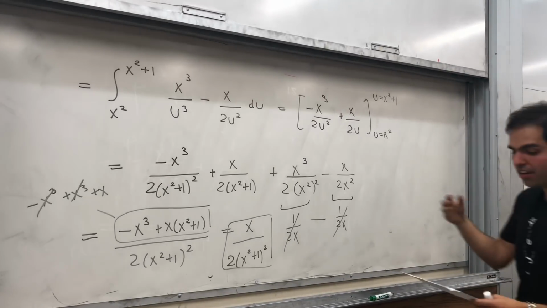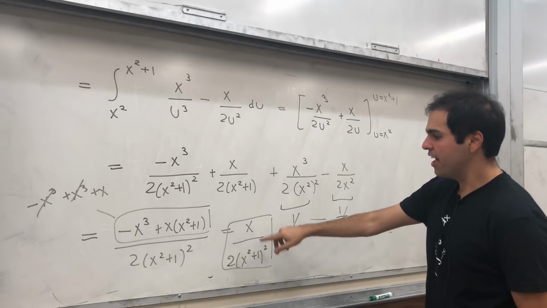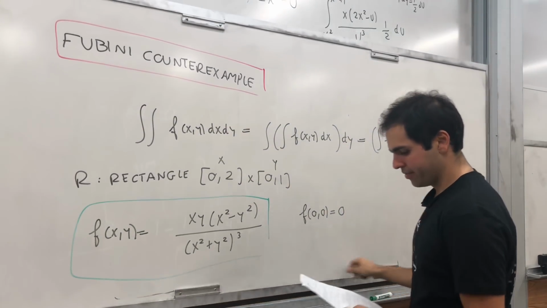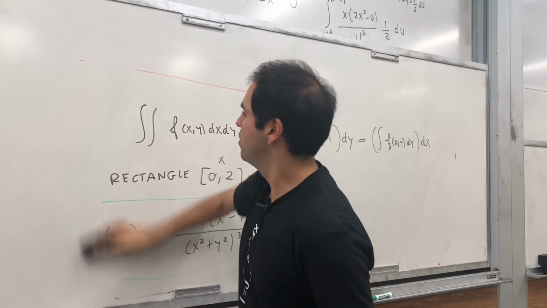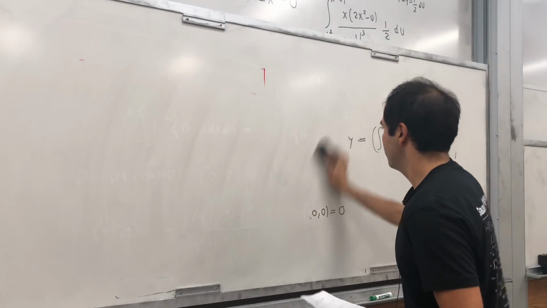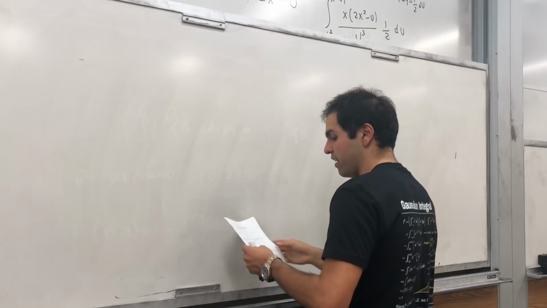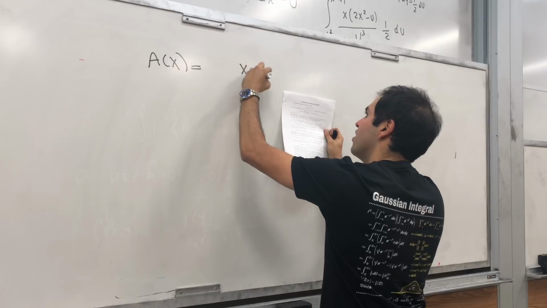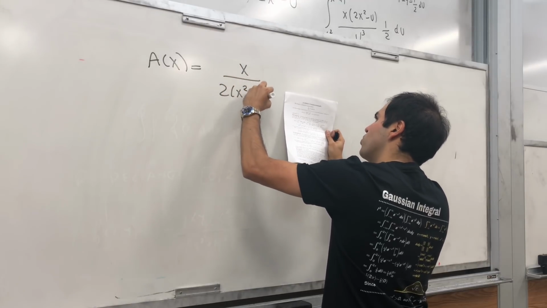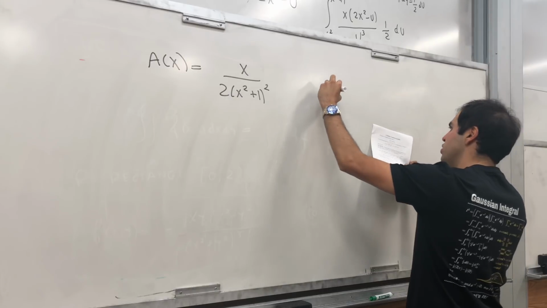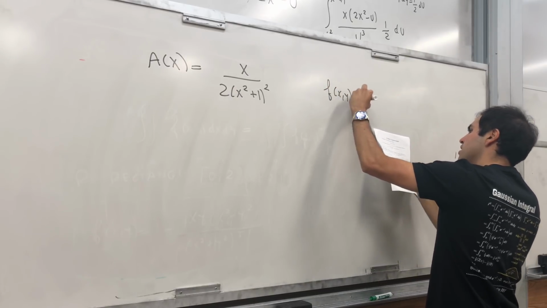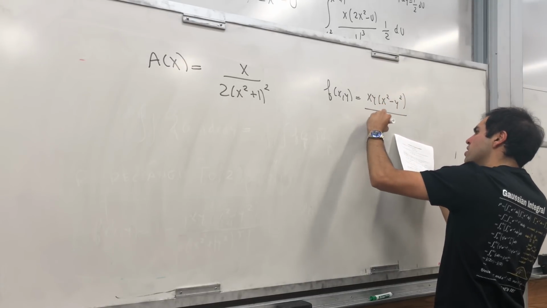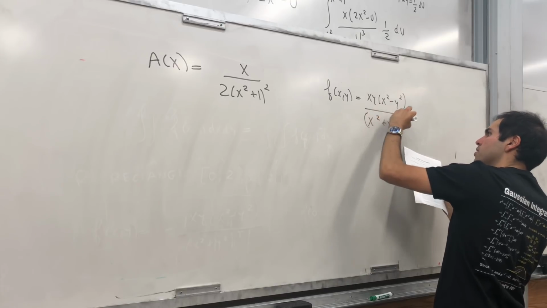Okay, so what have we found? We found that the slices a of x equals that. So we found that a of x equals x over 2 times (x squared plus 1) squared. And I'd like to remind you that f of xy equals xy times (x squared minus y squared) over (x squared plus y squared) cubed.